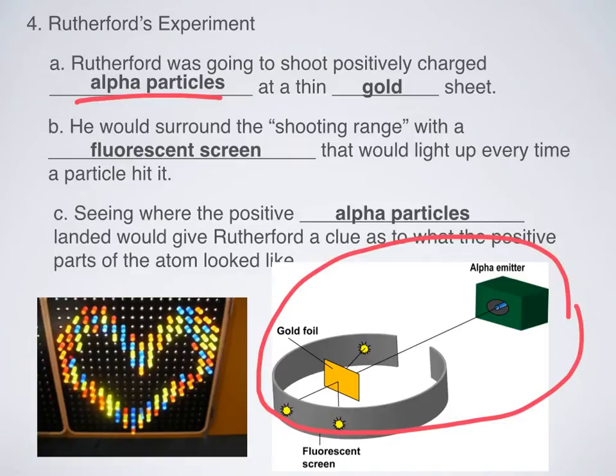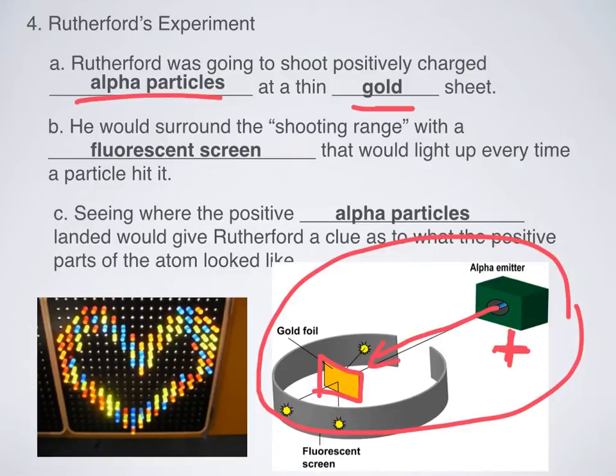But alpha particles are positively charged, okay? And he had a very thin piece of gold foil. And so this very thin piece of gold foil, he was going to sort of bombard or shoot these positively charged alpha particles and see sort of what happened.